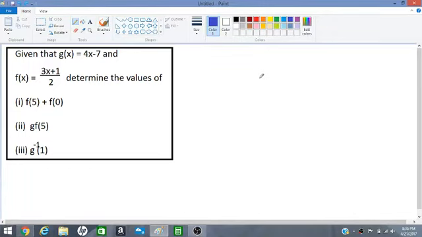Hello everyone, sample question 1 for functions, and we are given two functions g of x and f of x, and we are asked to find f of 5 plus f of 0. So let's start part 1. We are using the f function, I'm circling it. So we have to find f of 5.